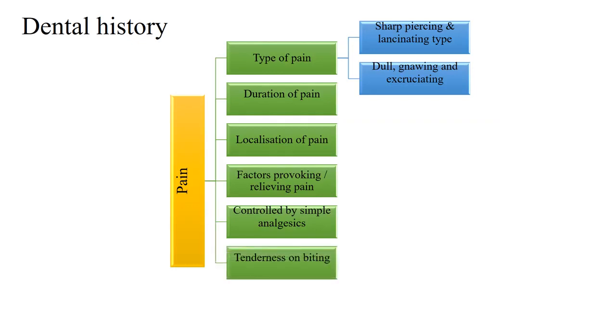Similarly, whether the pain can be controlled by simple analgesics or there is no relief at all can tell you how long it will take you to relieve the pain and whether any immediate procedure needs to be carried out to relieve the patient's pain. Tenderness on biting may not be an indicator of the pulpal condition, but if the inflammation has progressed to the apical region, resulting in apical periodontitis, the patient may have tenderness. And associated lymphadenopathy will indicate that there is a spread of the infection.